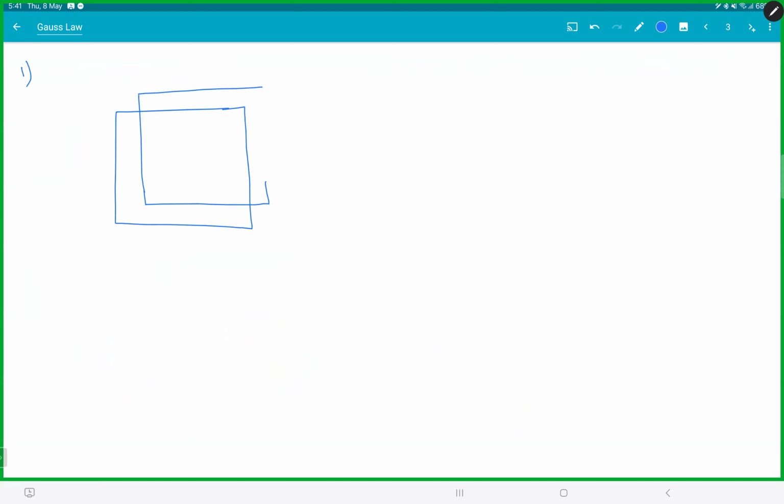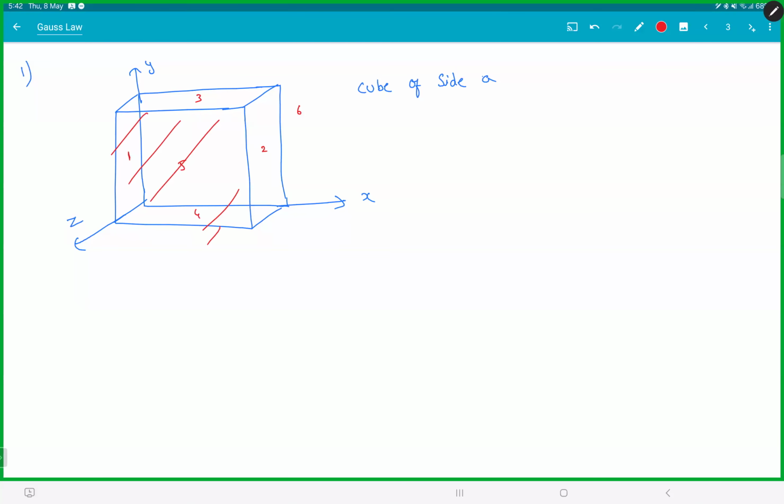So we got a cube here. This is your x-axis, this is your y-axis, and this is your z-axis. It's a cube of side a. So we will name the faces: this is face 1, face 2, face 3, face 4, face 5, and face 6. You're getting what the faces are? 4 is the floor, 3 is the ceiling, 6 is the xy plane, and 5 is this outside one. I hope you're able to see the 6 surfaces.